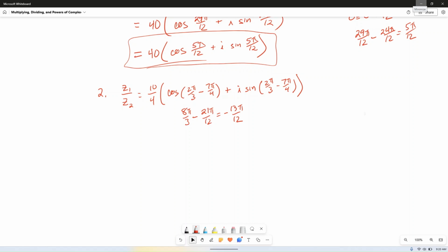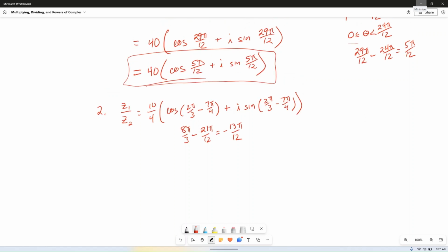So again, is negative 13 pi over 12 between 0 and 2 pi? No, because it's negative. So in order to make it an angle between 0 and 2 pi, I need to add 2 pi to it. But remember that 2 pi is really 24 pi over 12. So we take that negative 13 pi over 12 and add 24 pi over 12 to it. And so the result is going to be a positive 11 pi over 12.